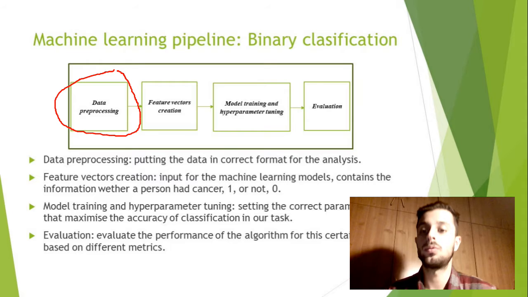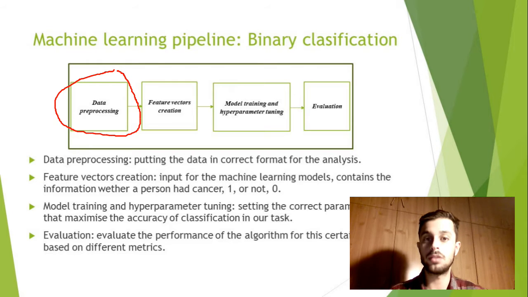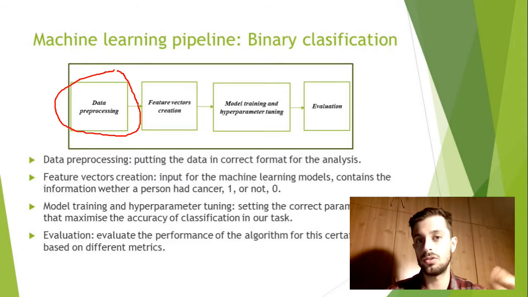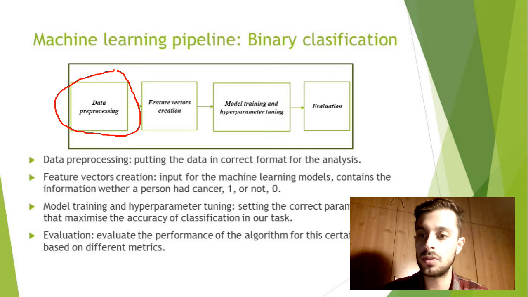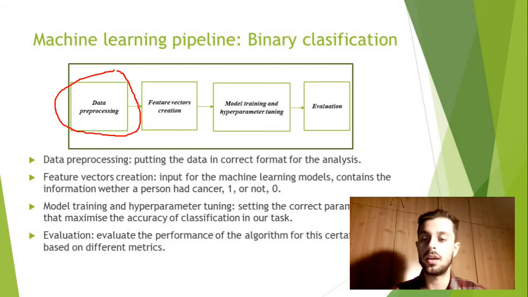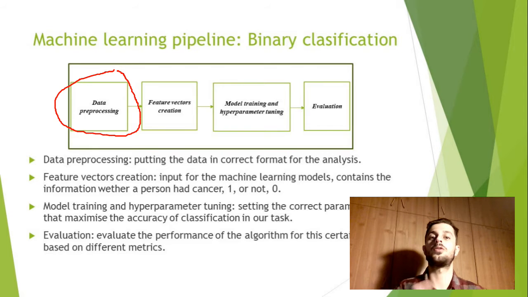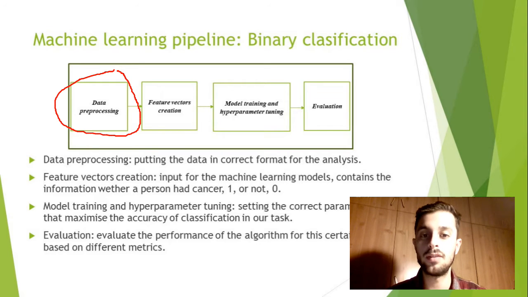The next step would be the feature vectors creation, that is the input for machine learning models, which contains the information whether a person had cancer with a logic 1 or not, with a logic 0. After that, the next step would be the model training and hyperparameter tuning, so it's training the algorithm for this certain task. And finally, we will evaluate the performance of the model based on different metrics.